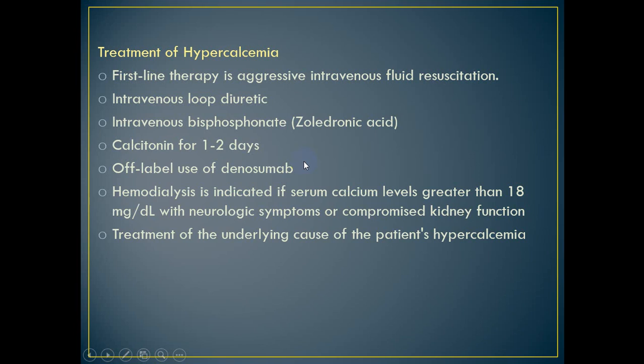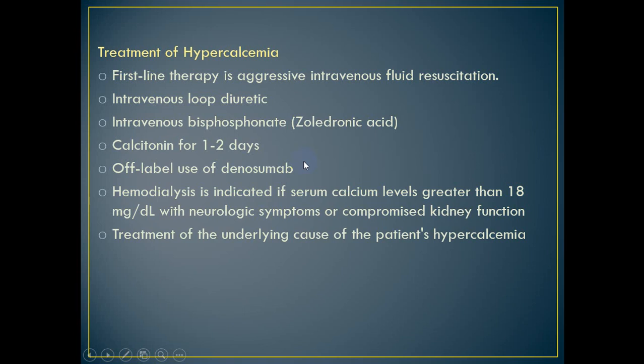The first and most important line in the management of hypercalcemia is aggressive intravenous fluid resuscitation. Once the patient is volume repleted, an intravenous loop diuretic should be added if serum calcium is still high. Second is intravenous bisphosphonate therapy like zoledronic acid.